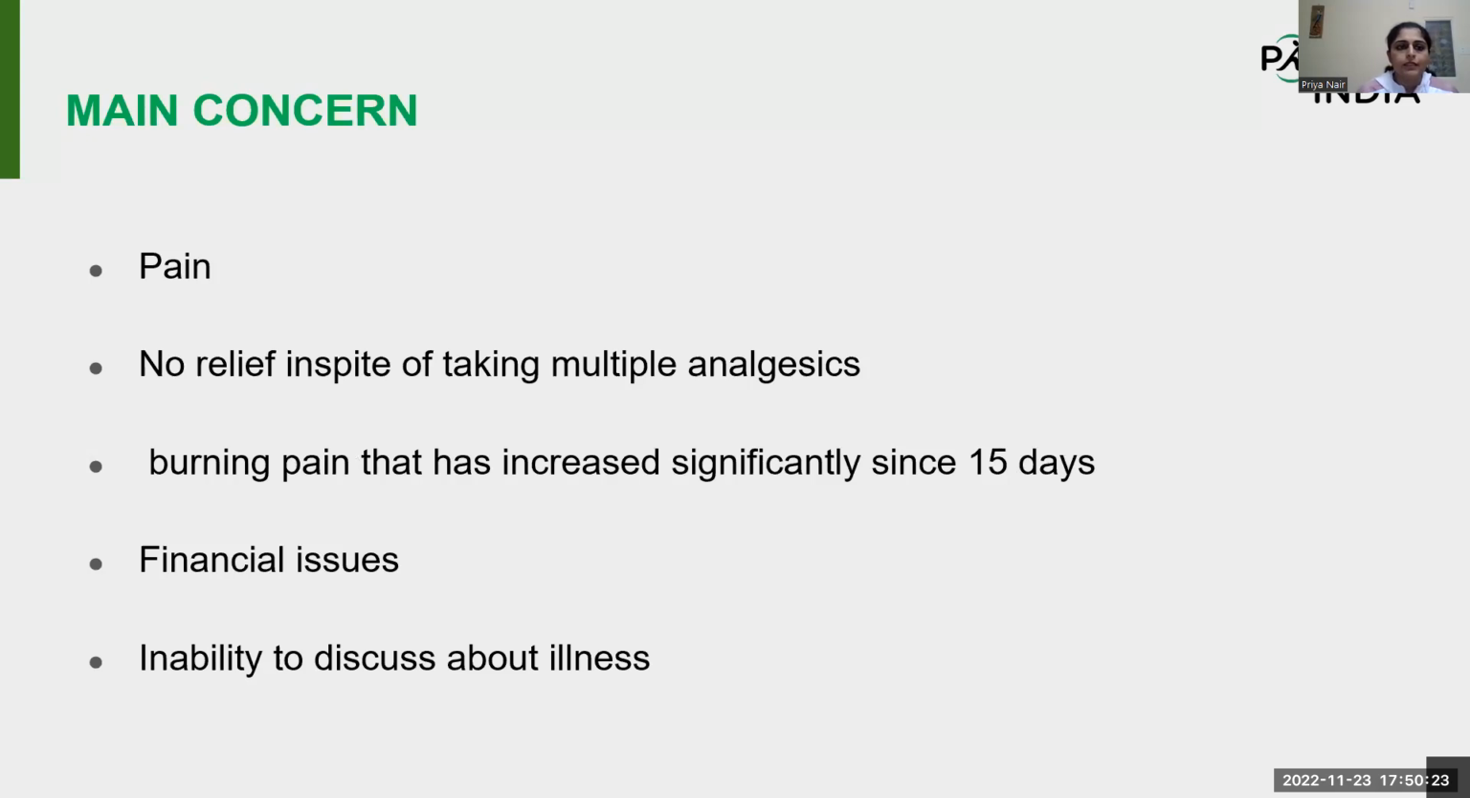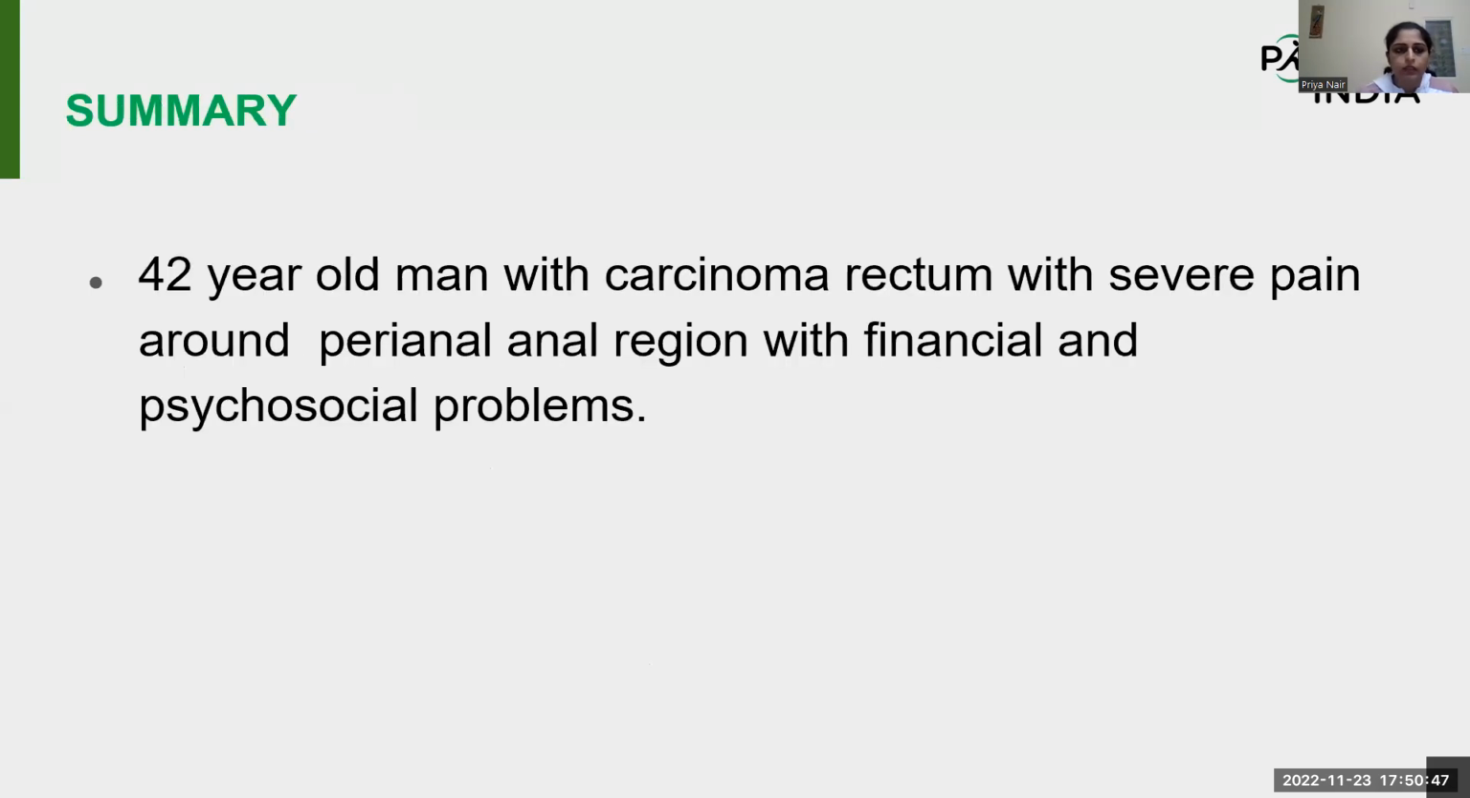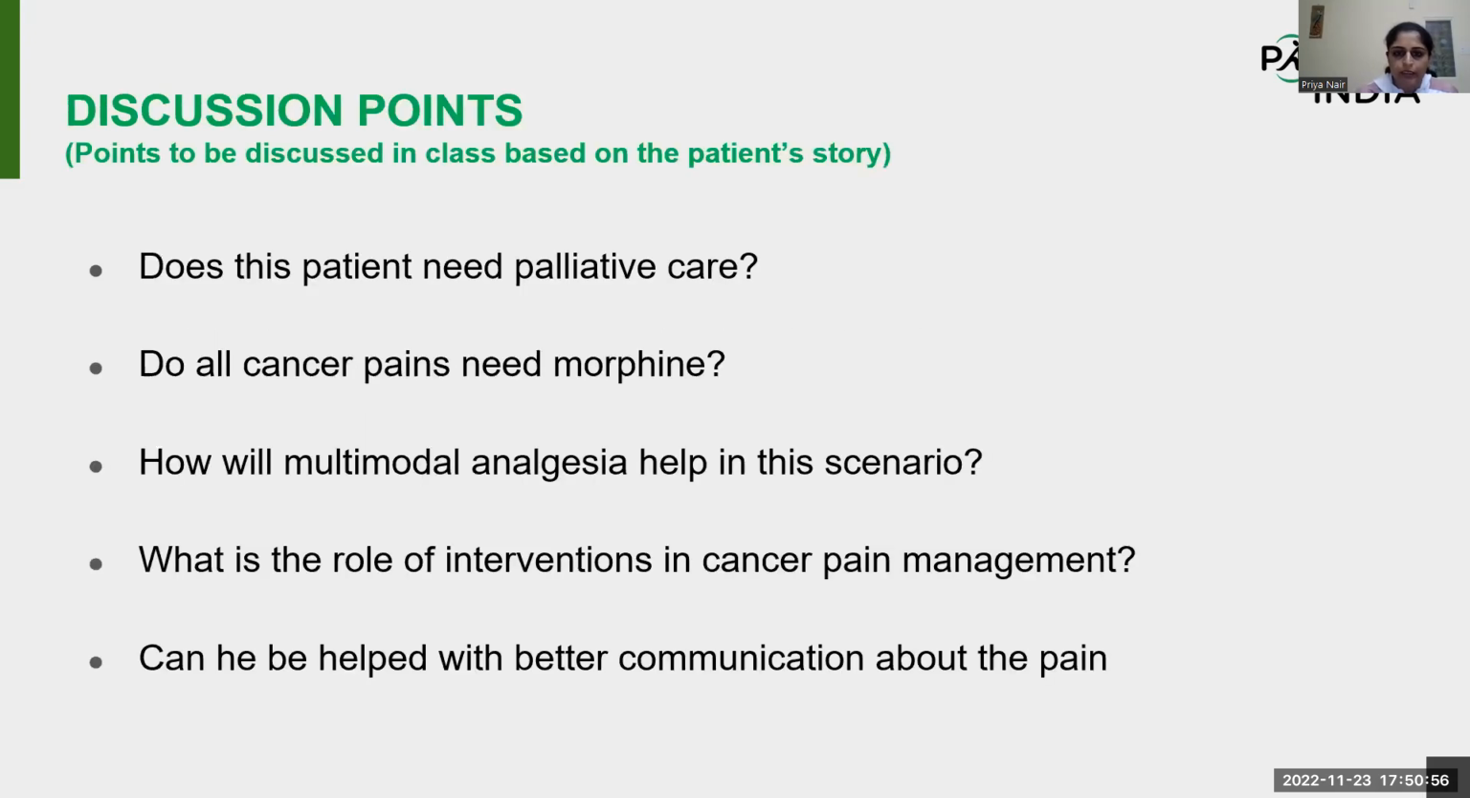And the main concerns in this patient are, the most important is pain. He is not getting relief in spite of taking multiple analgesics. The quality of pain has changed since the past 15 days. He experiences burning pain that has increased significantly. He also faces financial issues and is unable to discuss about his illness with others. So this is a 42-year-old man with carcinoma rectum with severe pain around perianal region with financial and psychosocial problems.